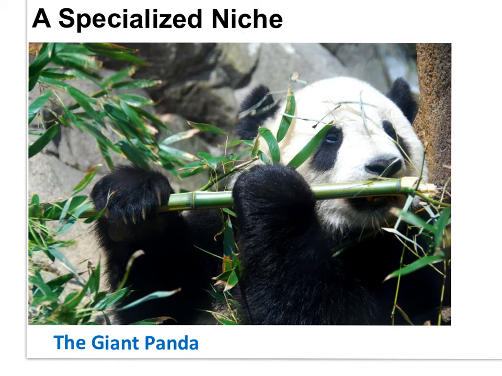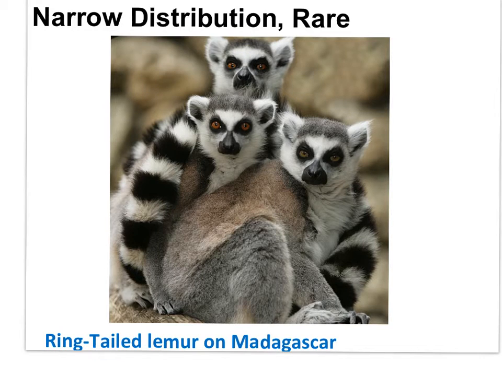A specialized niche makes a species more prone to extinction. The panda feeds almost entirely on bamboo. If the bamboo habitat is threatened, so is the panda. A species with a narrow distribution or a rare species makes it more prone to extinction. The lemur seen here is native to Madagascar, nowhere else. Environmental change in Madagascar threatens the survival of the lemur.